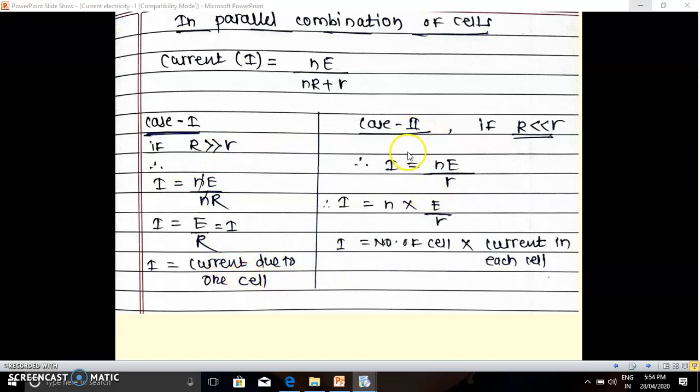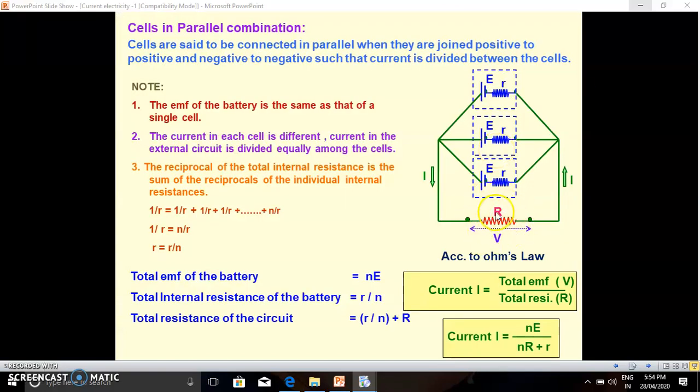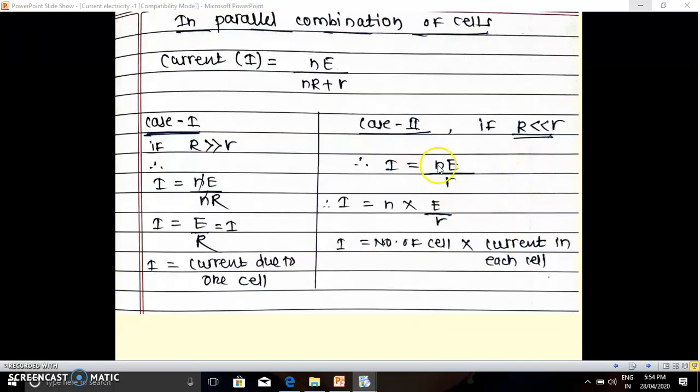But if you see the second case, my dear students, if external resistance R is less than internal resistance r, then we'll see what will happen. So I is equal to, this R can be neglected as it is very small compared to r. If you neglect this R, then the equation will come I is equal to nE upon r. So n is number of cells and E upon r is current. So total current I in the parallel combination of cells is equal to number of cells into current in each cell. So here we'll get maximum current in the second case.